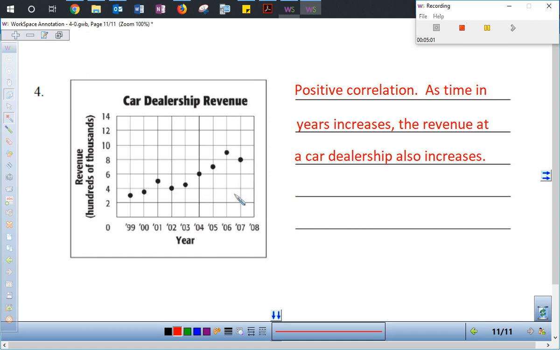Now again, here's what this means. If I were to choose the year 2000, they had revenue of about 3.7 hundred thousand, so $370,000. Now if I go up to 2004, they have about $600,000. So it's increasing as the years pass, and that's what shows it's a positive correlation.